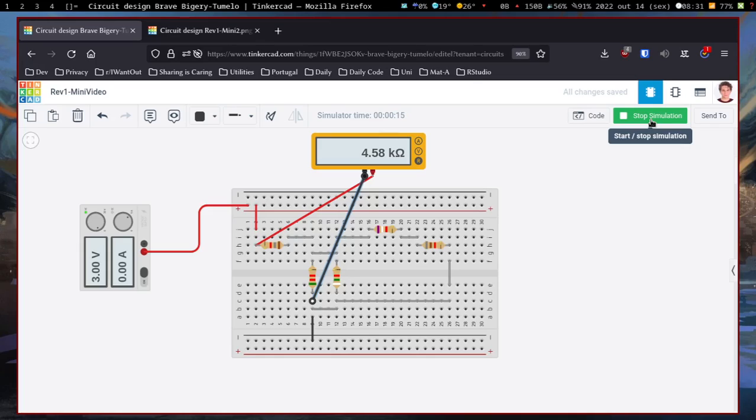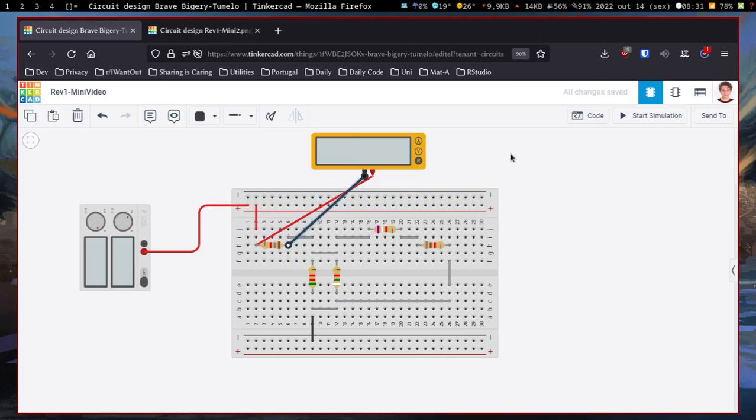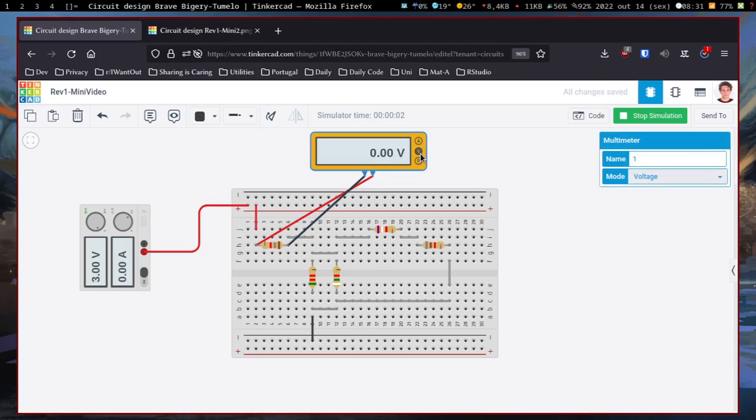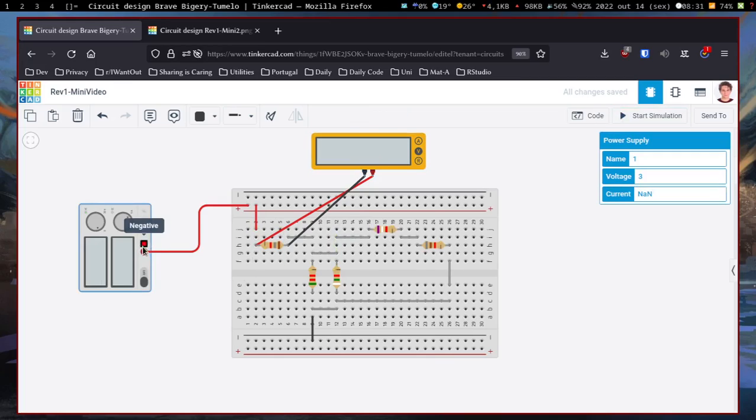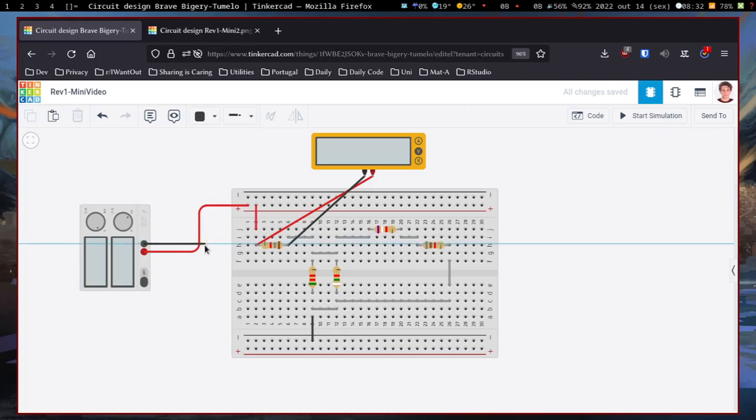Second thing, we need voltage. Voltage works just like resistance. In terms of measurement, we need to put it in parallel with the object we are measuring. It didn't work because now we have this off. We need to put our power supply in.